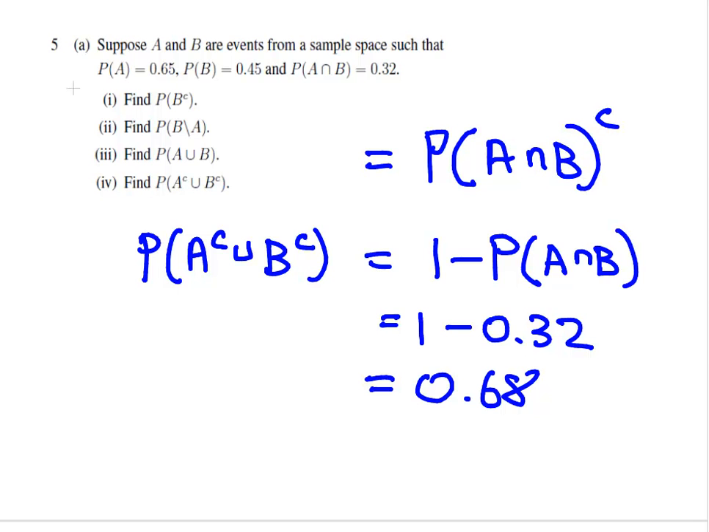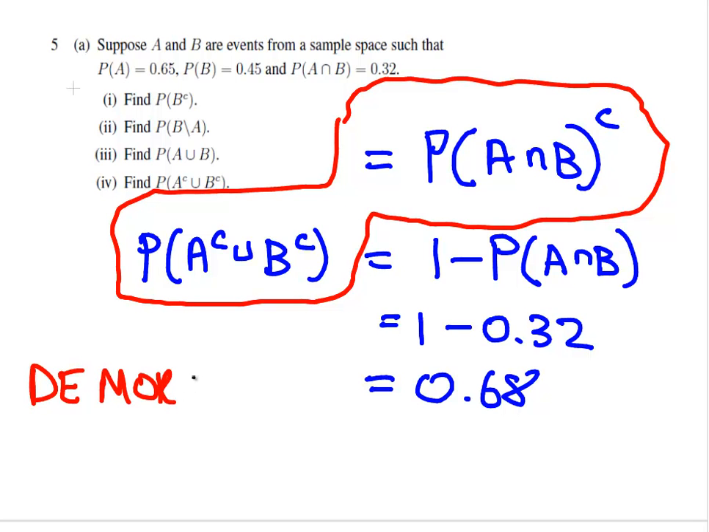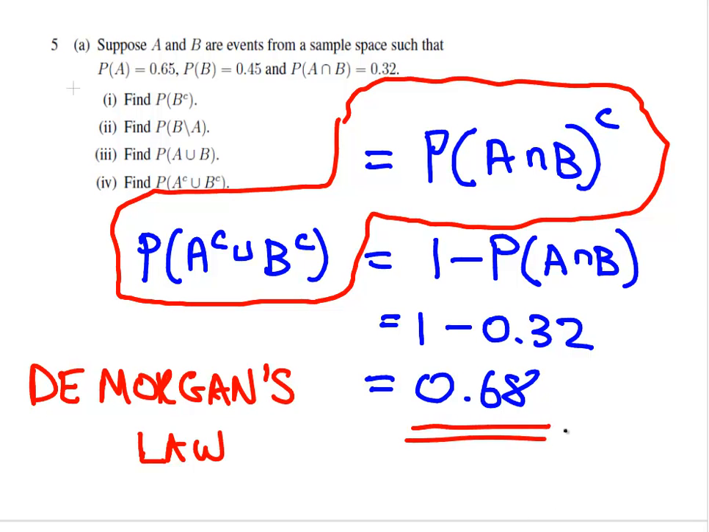Just as a remark, you might notice this expression for later on. That is known as one of De Morgan's laws. If you're going to do set theory or anything like that in the future, De Morgan's laws is what that is called. It's not part of the course, but it's very simple to work out. Okay, 0.68 is the answer to the last one anyway. All right, that ends this presentation.